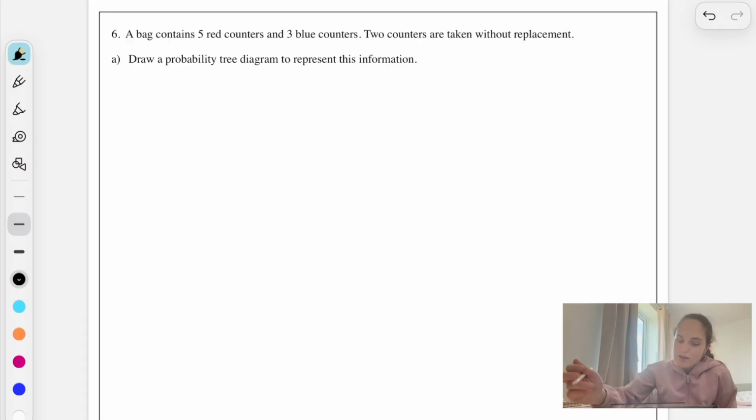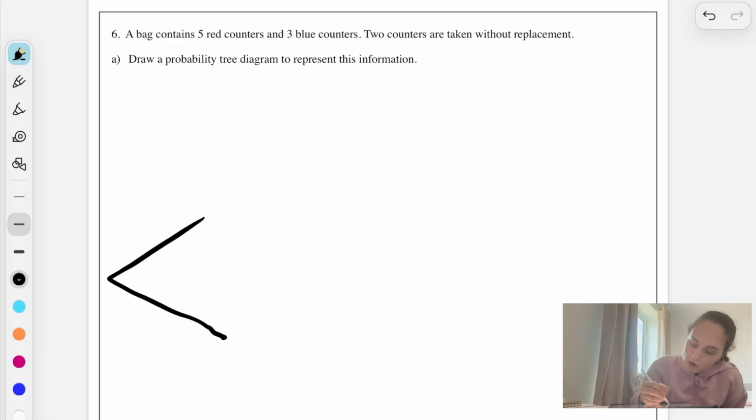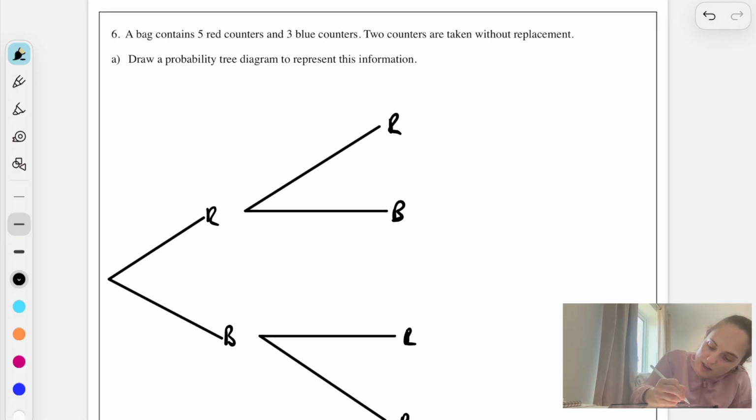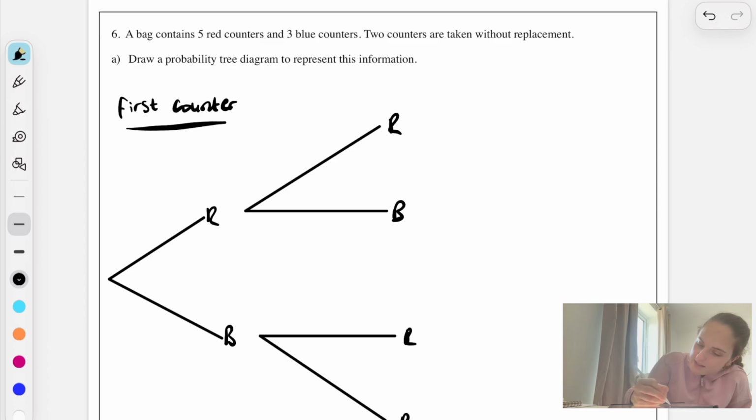This next question here, we have a bag contains 5 red and 3 blue counters. 2 are taken without replacement. So we need to draw a probability tree diagram. So again, I'm going to draw the branches. So we have red and blue as our possible outcomes. And then the 2 events are going to be the first counter and second counter.